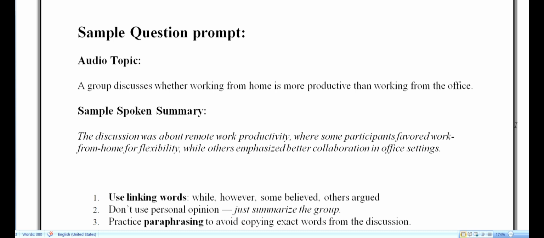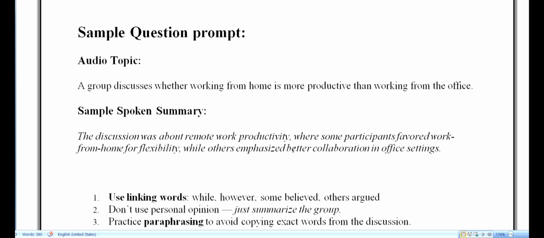So, it is the simple sample answer. The discussion was about remote work productivity, where some participants favored it. Favored, it is always the past tense here. Don't use "some participants will favor" or something like that. The verb here is always in the past tense. Favored work from home for flexibility, while others emphasized, again the past tense, better collaboration in office settings.